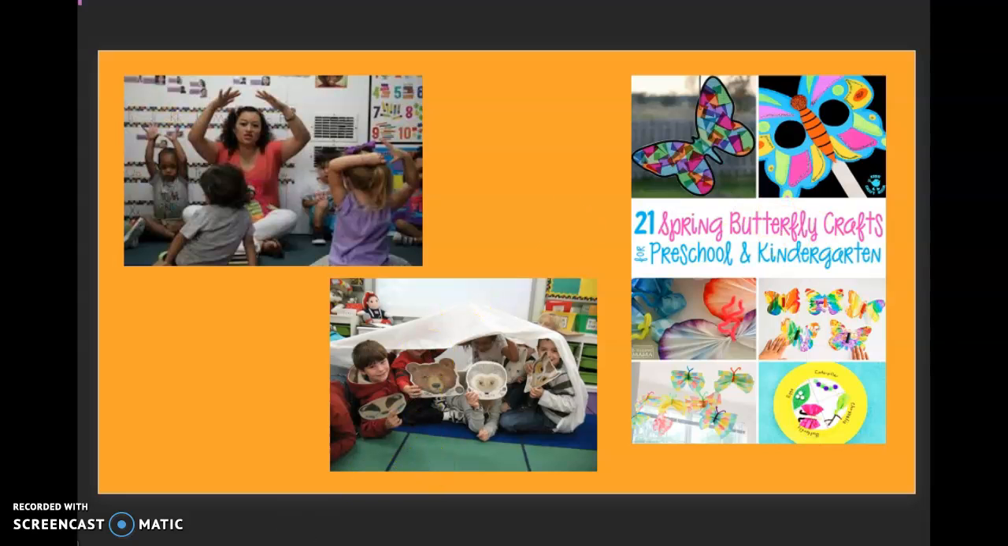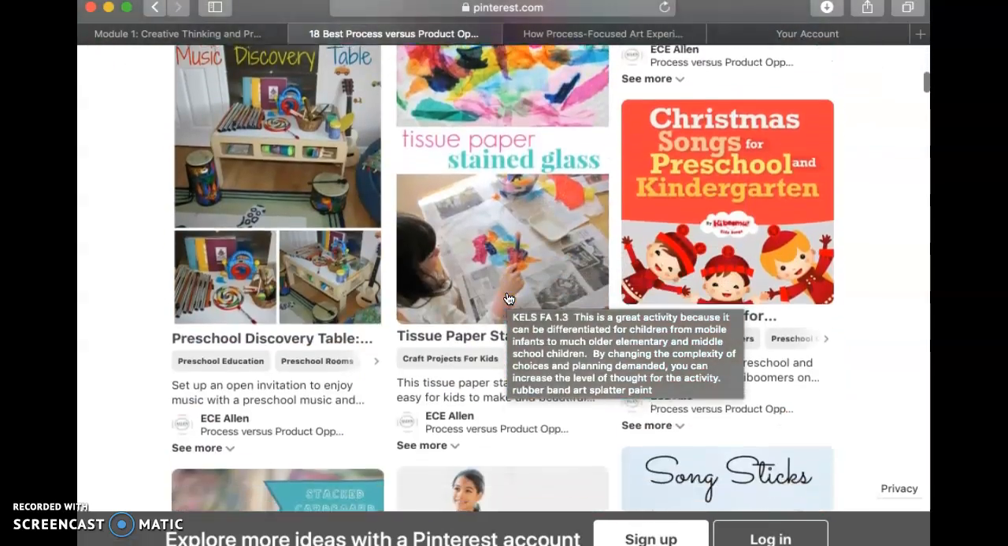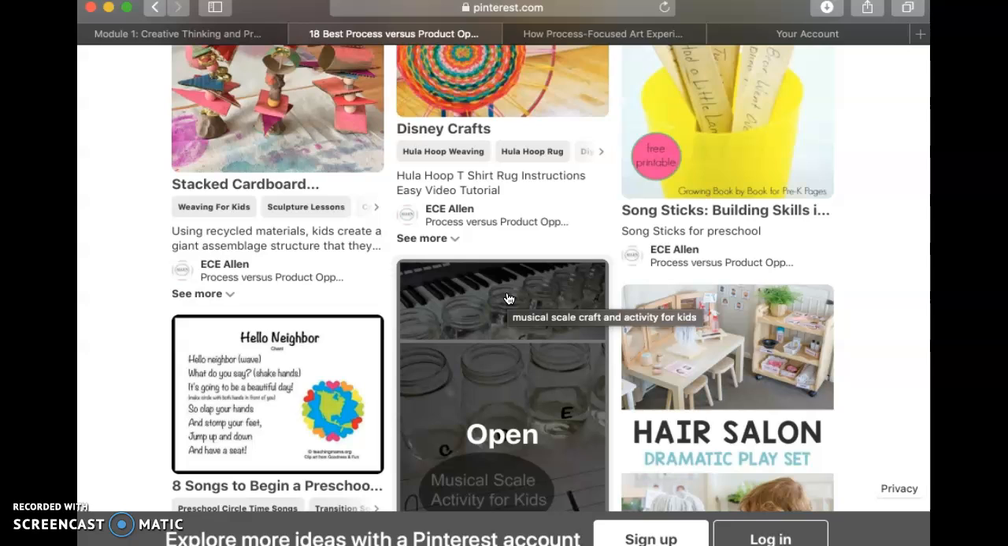And so going back to the assignment, you're going to sort these pictures here of what is focused on the product, the end result, and what is focused on the experience. And you're going to sort those on that worksheet.